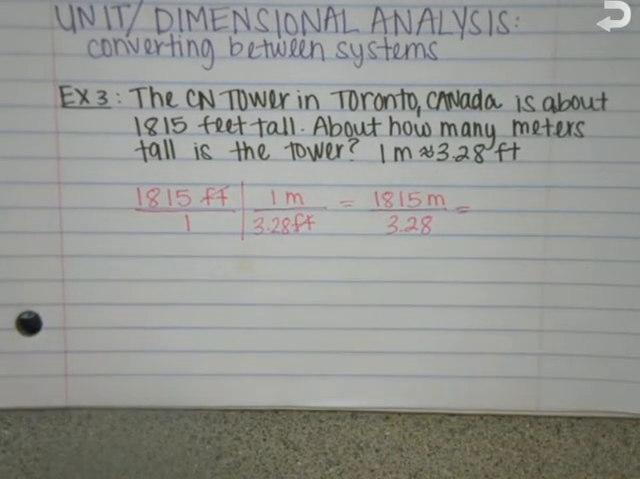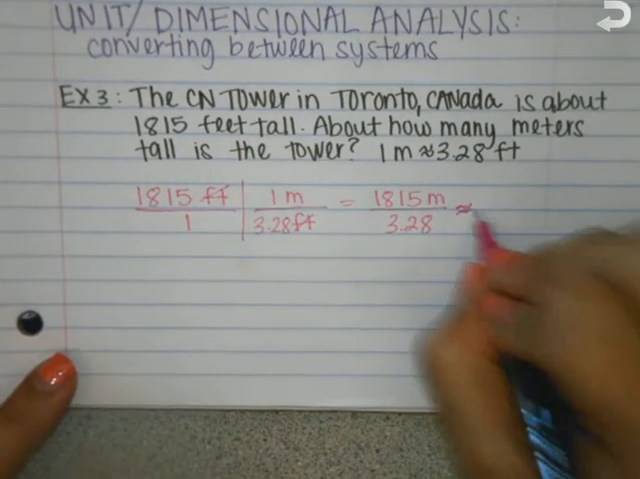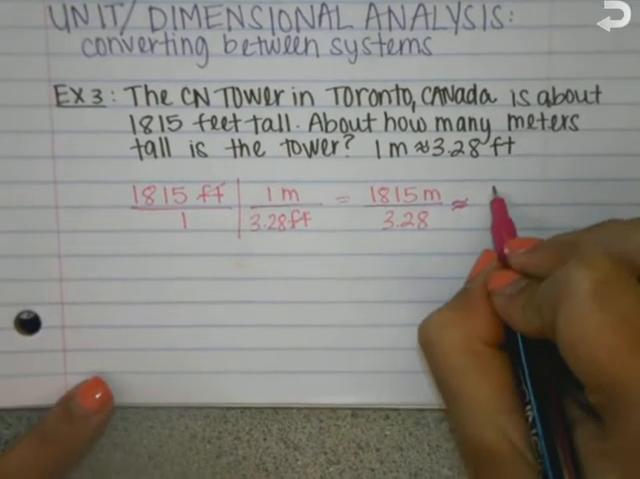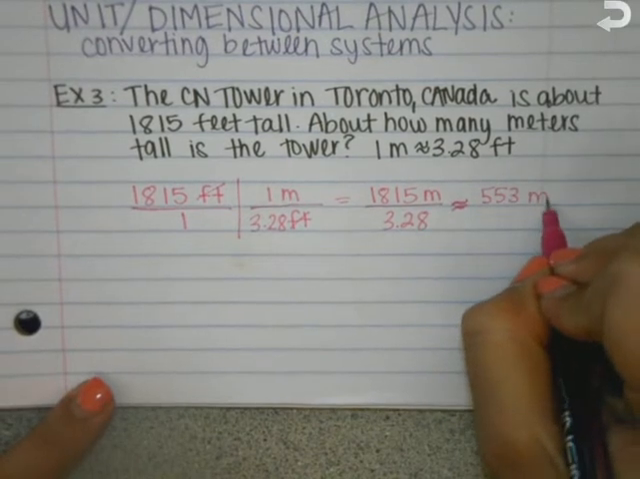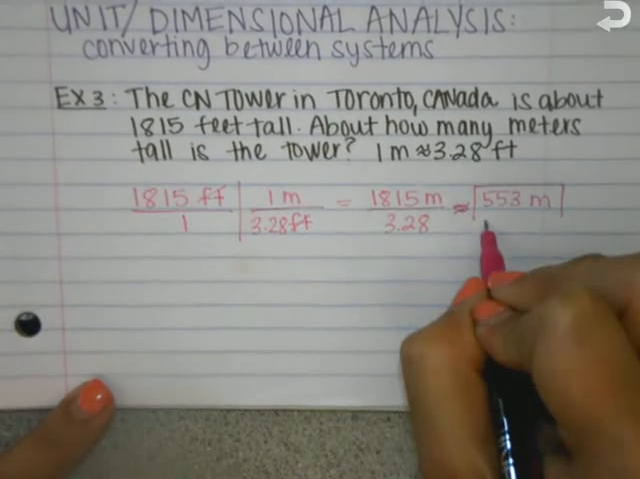Then just divide with your calculator. I'm going to give it to you. It comes out to approximately 553 meters. So then you can use your calculator to divide that.